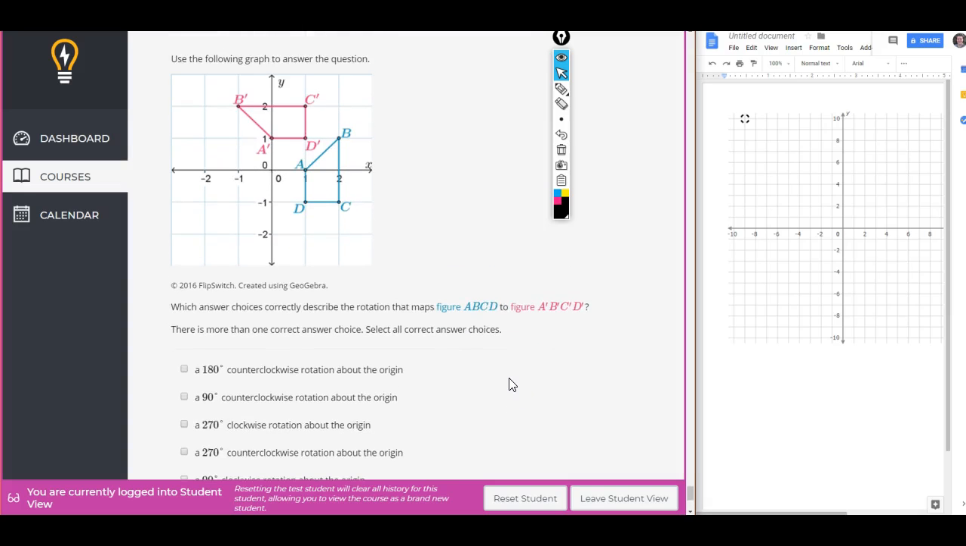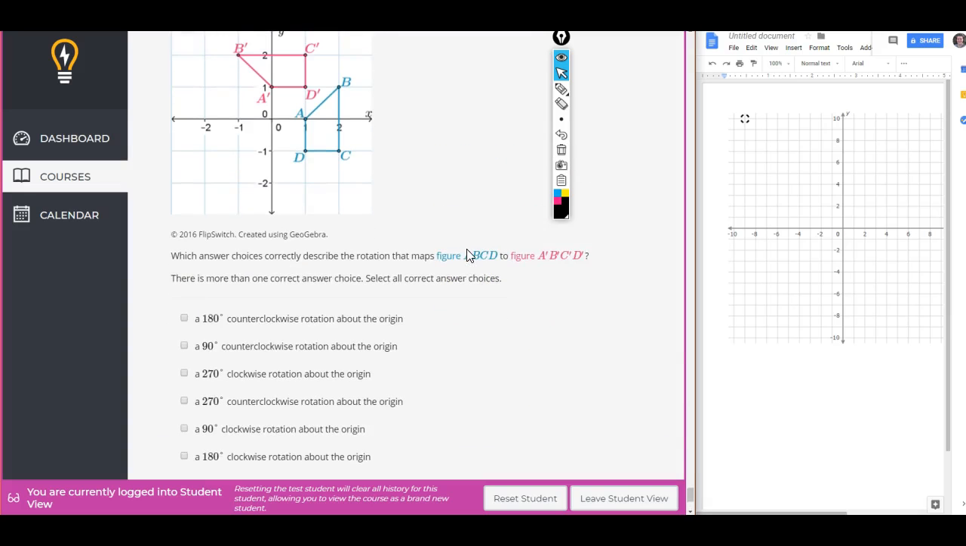If we're looking at this, I might have to zoom out. Okay, perfect. So the choices are a 180 degree counterclockwise rotation about the origin, a 90 degree counterclockwise rotation about the origin, a 270 degree clockwise rotation about the origin, a 90 degree clockwise rotation about the origin, or a 180 degree clockwise rotation about the origin.